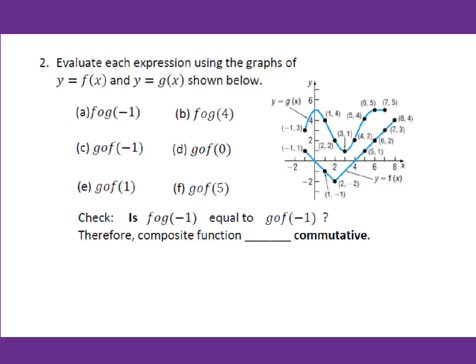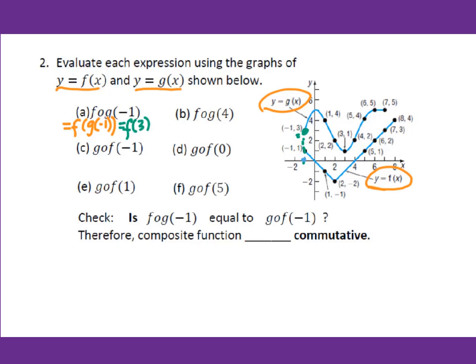Now let's go to number 2. Evaluate each expression using the graphs of y equals f of x and y equals g of x. We know the top graph is g of x and the bottom graph is f of x. For A, we have f of g of negative 1. Still inside first, find negative 1, and then we go to the g function. Draw a vertical line passing through the g function. That is 3. So we get f of 3.